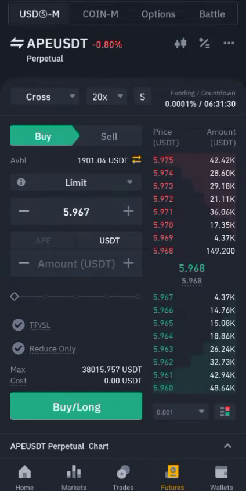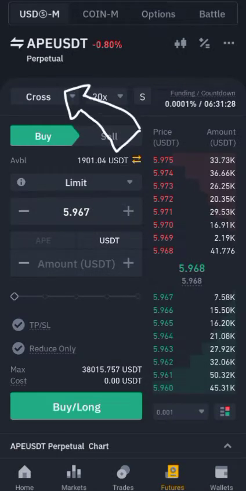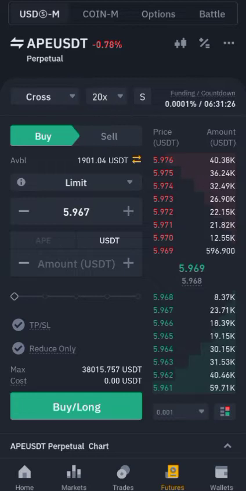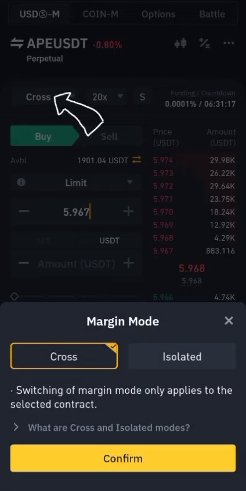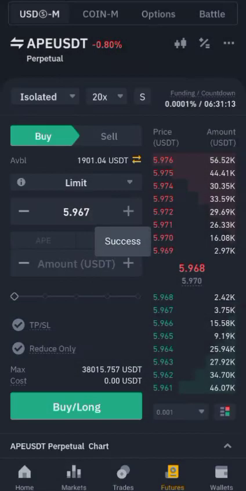And of course, the next thing you need to take note of is this cross. Cross simply means that all the money you have in your centralized exchange can be accessed to cover for a trade. But we always recommend using isolated, change from cross to isolated, so that you stick to the money you are using for a particular trade.